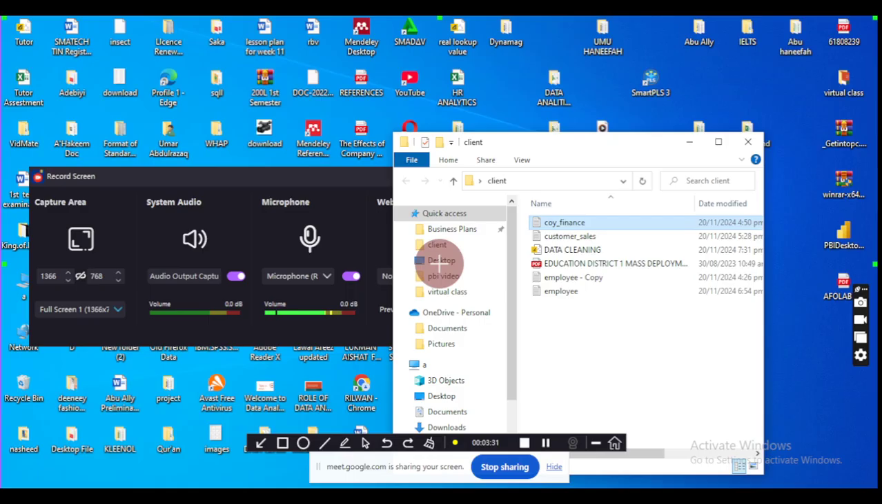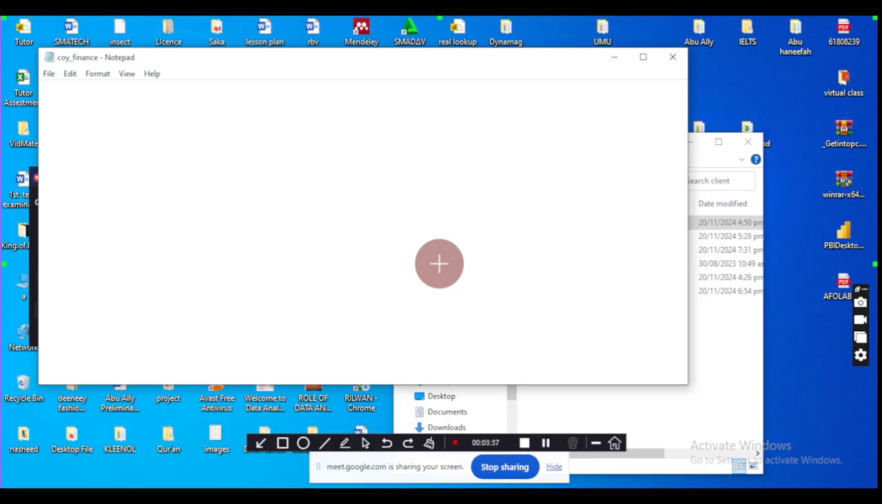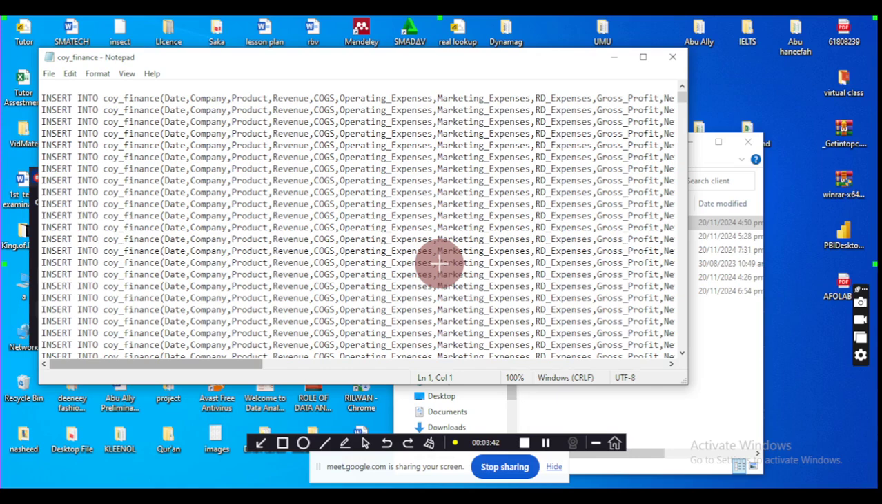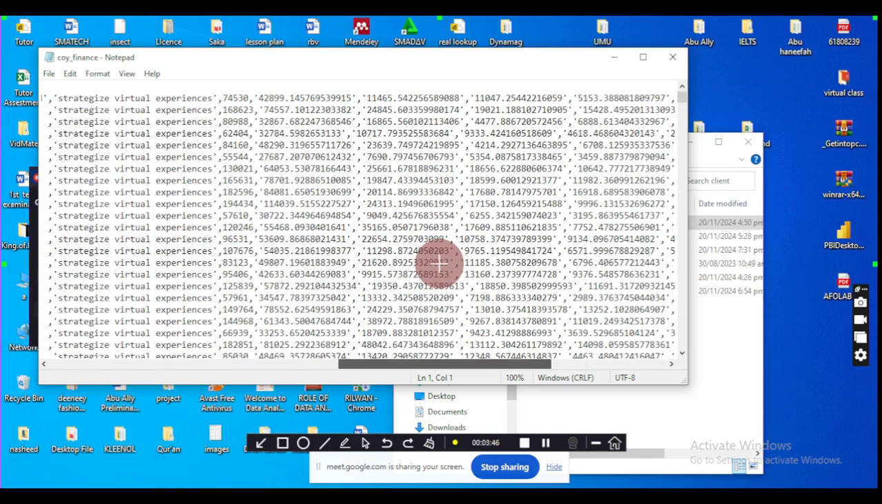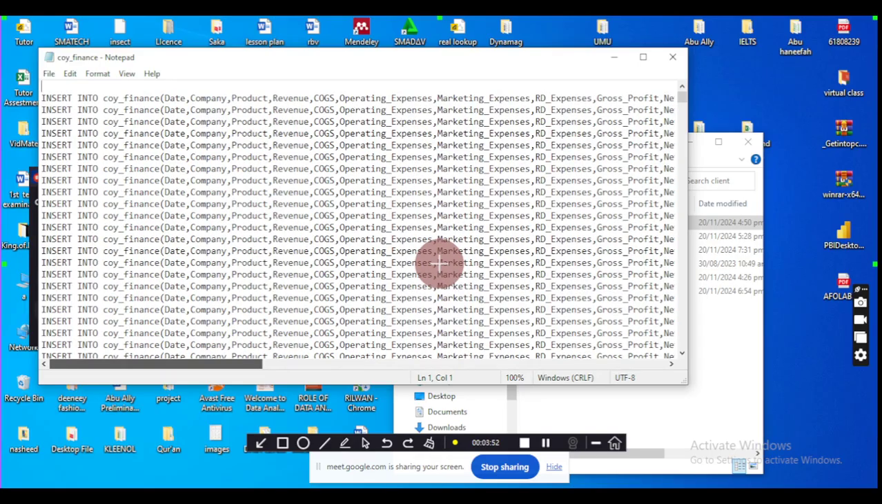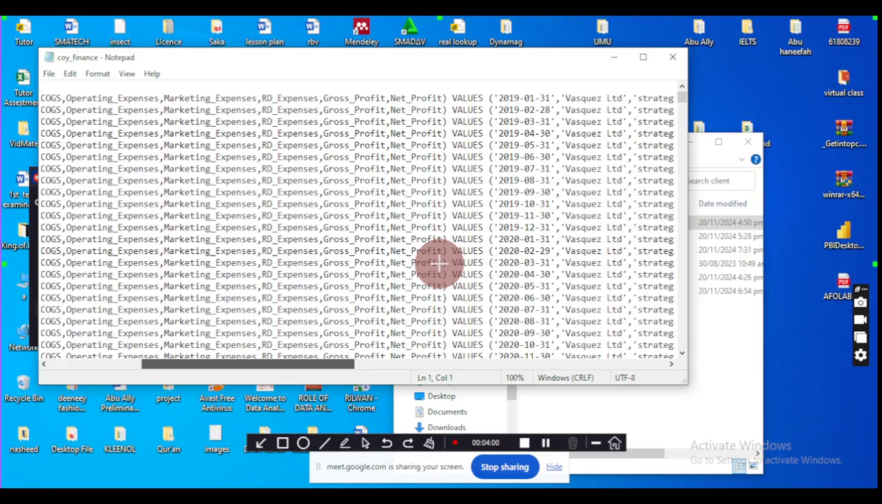You see how it looks. These are data, data of a particular company. You can see that this data consists of the dates, the company, the product, the revenue, the operating expenses, the marketing expenses, everything. We can see this data here, but there is nothing we can do with it like this.